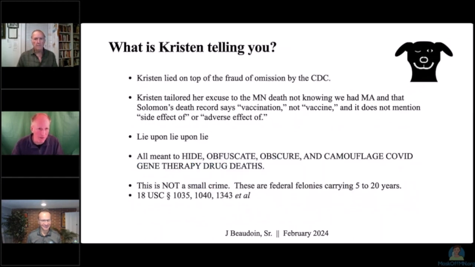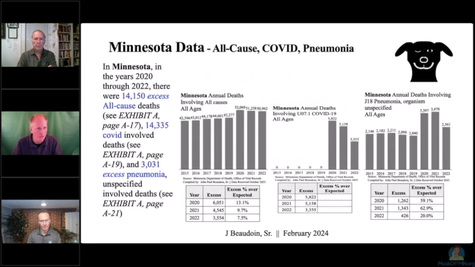She lied on top of the fraud of omission by the CDC. She tailored her excuse, lie upon lie, to hide, obfuscate, obscure, and camouflage COVID gene therapy drug deaths. This is not a small crime. These are federal felonies, 5 to 20 years. I told you, 18 U.S.C. 1035, 1040, 1343. Now let's get into the Minnesota data.